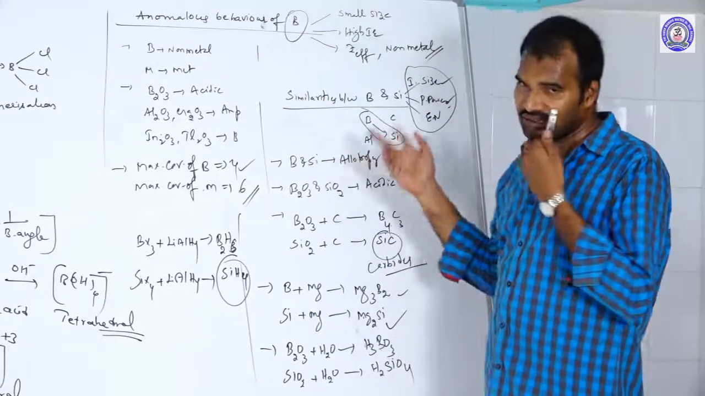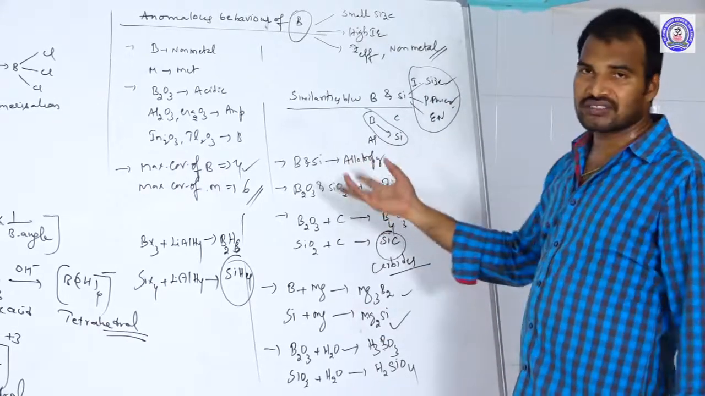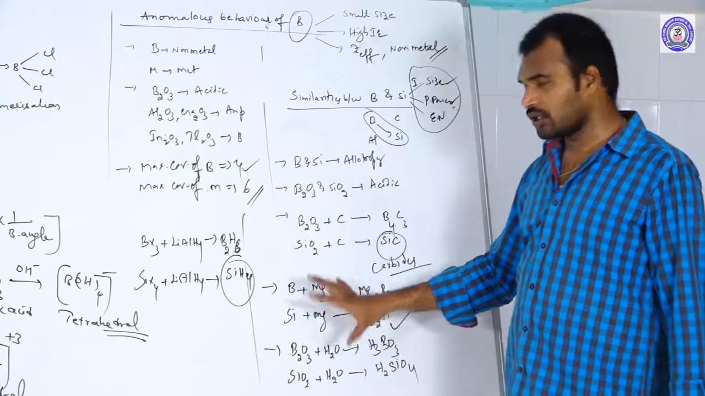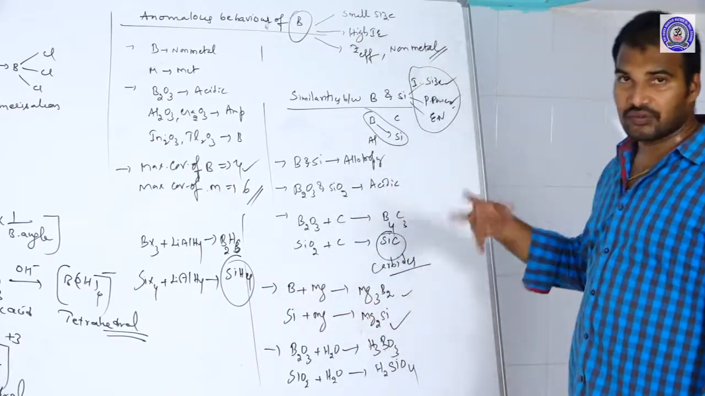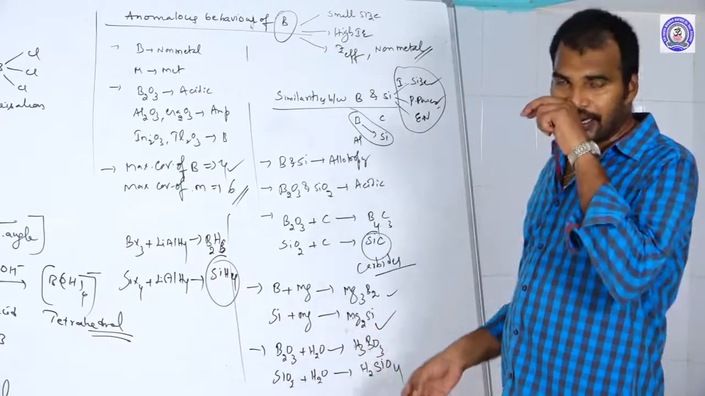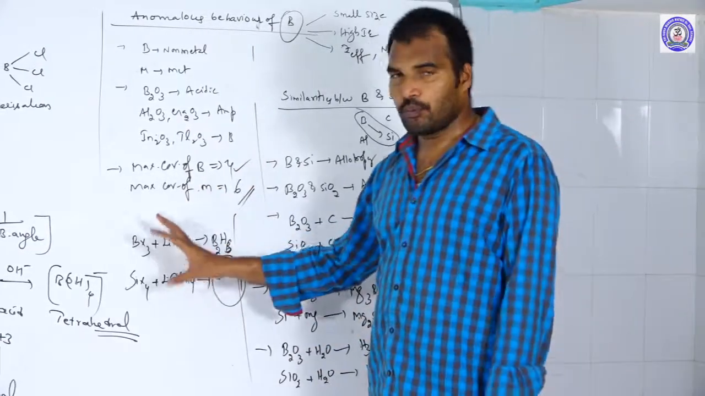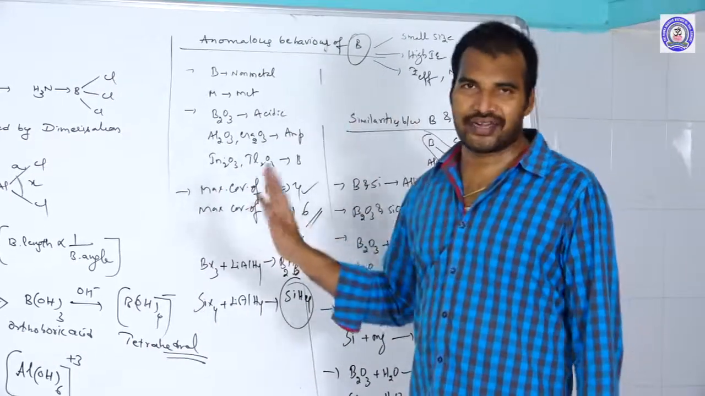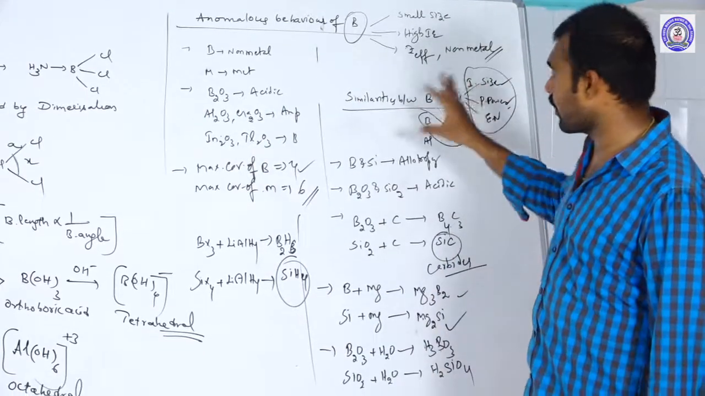Once again, they both show allotropy. Both oxides are acidic in nature. Both oxides react with carbon to form carbides. Both elements react with magnesium and form the corresponding borides and silicides. Both oxides on hydrolysis give acids. And both halides on reduction with lithium aluminum hydride give hydrides. So these are the similarities between boron and silicon.